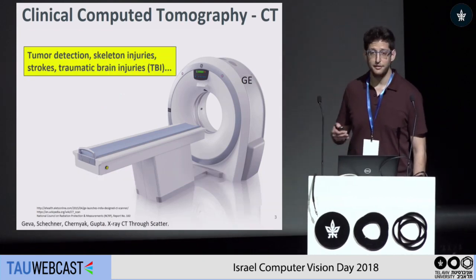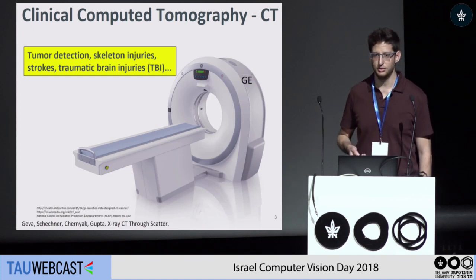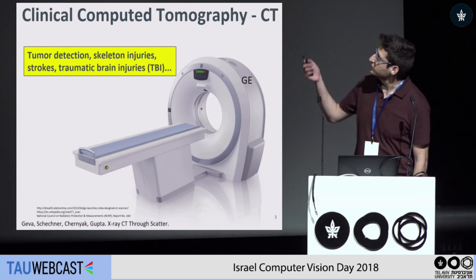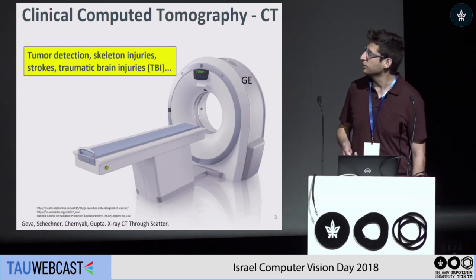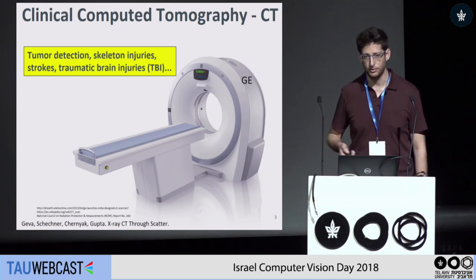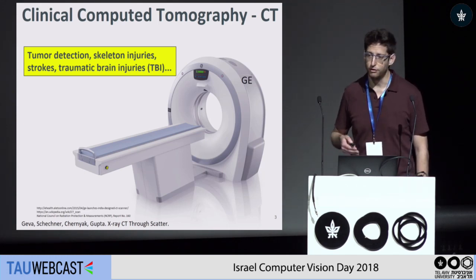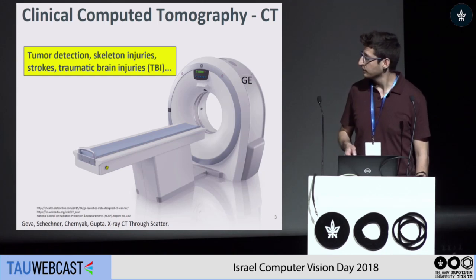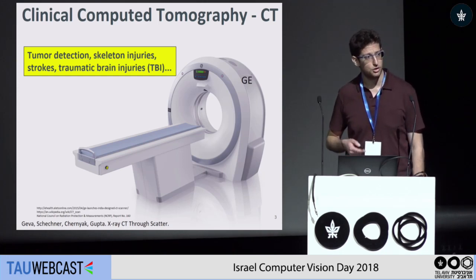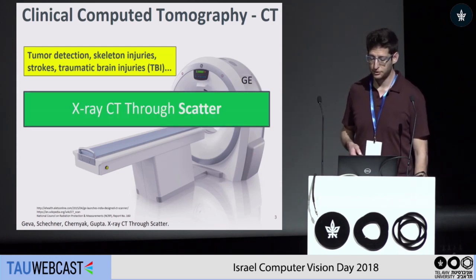CT is also a life-saving invention that has deeply influenced the way medicine is conducted today. It is used in management of many medical conditions, such as tumor detection, skeleton injuries, strokes, traumatic brain injuries, and many more. However, it is still far from being optimal and involves many radiation risks. We believe it can and should be significantly improved, and this can be done through scatter.